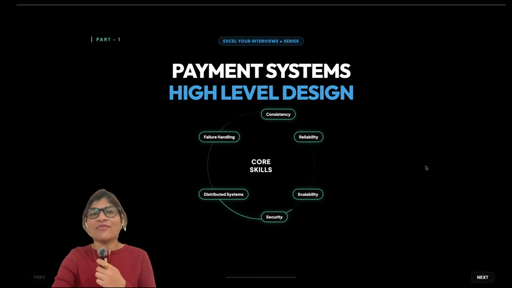So I have divided the entire discussion into three parts. Part one will be about what is a payment system, its flow and its terminology, like basic components. Part two will include the pay in flow step by step, the payment service APIs and its data models. And part three will be a deep dive into designing real world payment systems. So today let's start with part one.